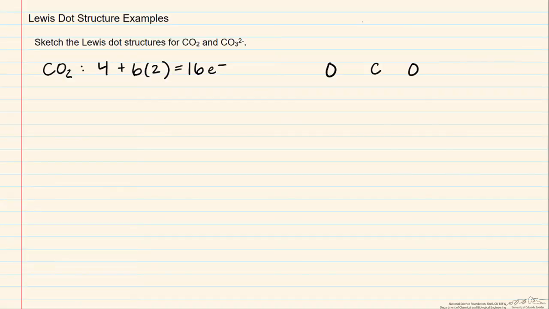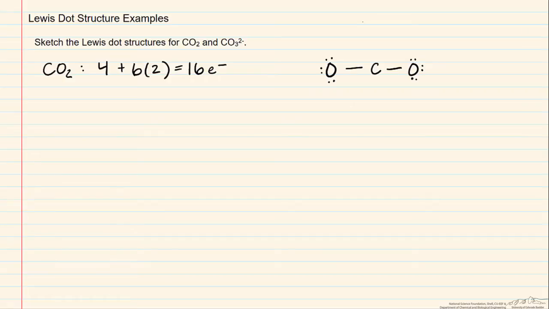We will then draw bonds to the central atom. For the remaining electrons, for a total of 16, we start putting them in lone pairs around the other atoms. For example, we know we have a total of 16 electrons here. We have 2 electrons in each of these bonds for a total of 4, and so we need a total of 12 lone pair electrons.